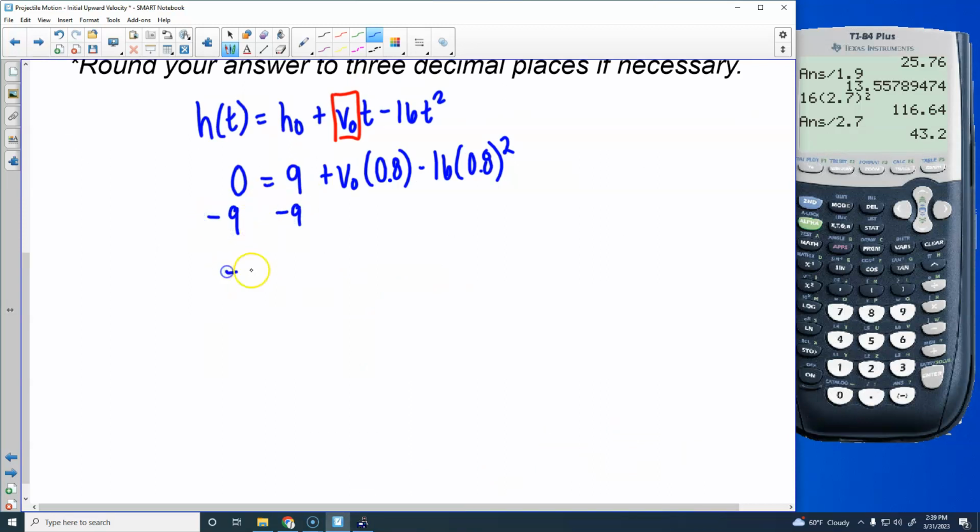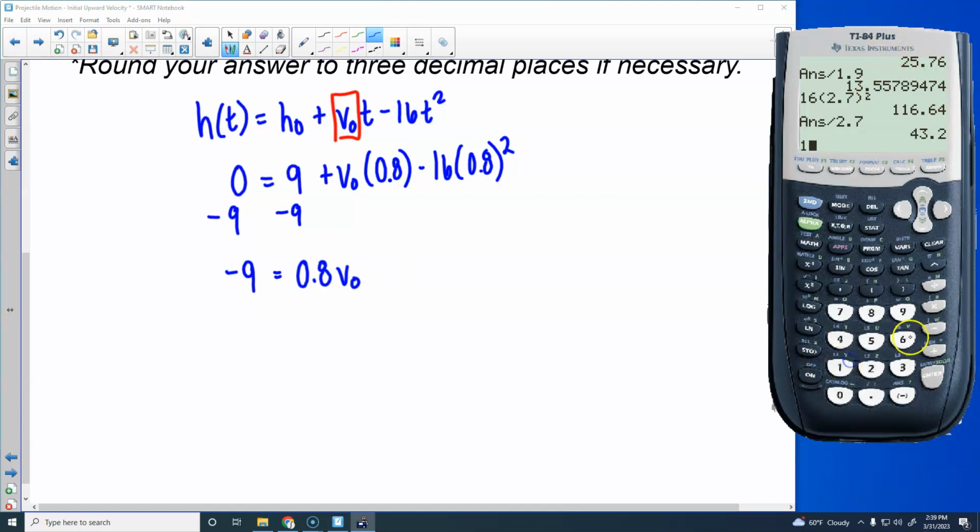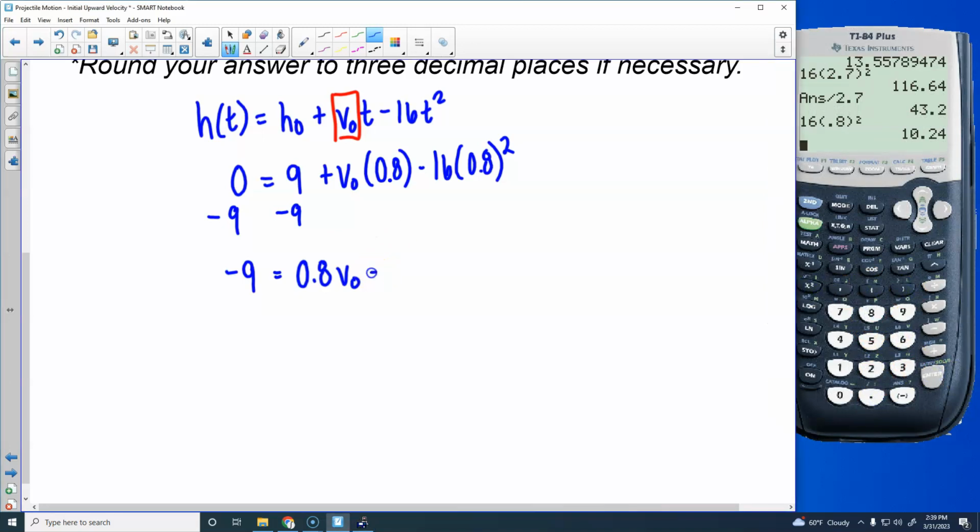And also, you don't necessarily have to move the 9 first. You could combine some like terms if you wanted to, but I think it's helpful to move the 9 and go ahead and get it on that side. It makes it seem a little easier to solve. So we've got 0.8 v sub 0. We've got 16 times 0.8 squared is going to give us 10.24. Okay. Ian, what would I do next?